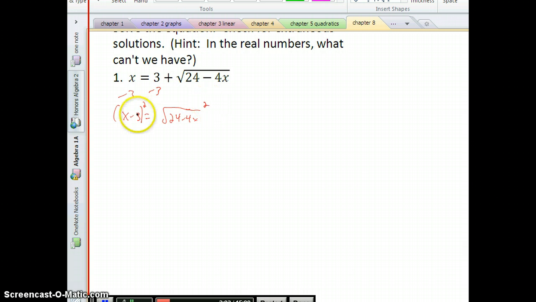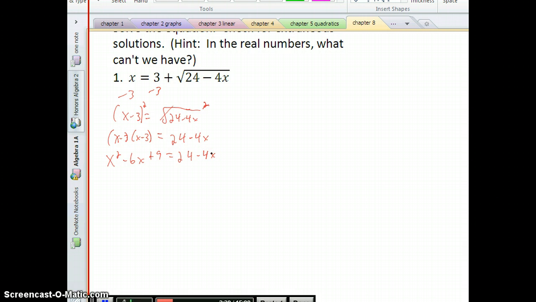Now remember, we cannot distribute a square over a subtraction, so this will not give us x squared minus 9 on the left. Rather, we get x minus 3 times x minus 3. And on the right side, since squares and square roots are inverses, we just get 24 minus 4x. So on the left, we get x squared minus 6x plus 9. And that will equal 24 minus 4x.